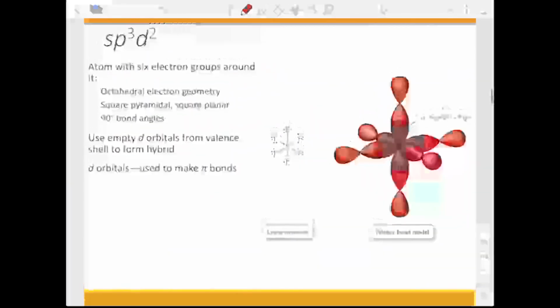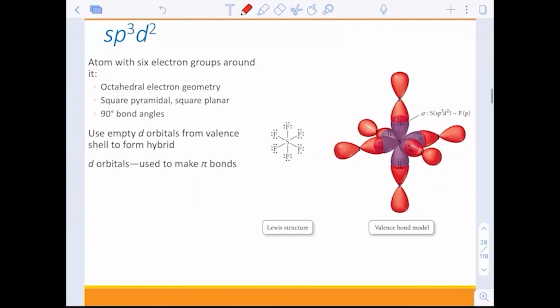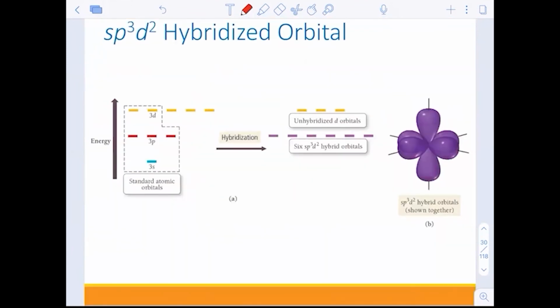If we have 6 electron groups, we need 6 atomic orbitals. We'll take an S, 3 P's, and 2 D's. That's where we get SF6. Again, d orbitals can be used to make pi bonds, but we're going to stick with just the sigma bonds. And there we would see. Take as many atomic orbitals as you need to make the hybrid orbitals based off what you see in the electron groups.